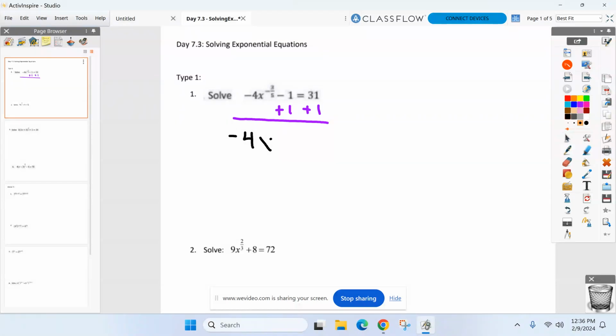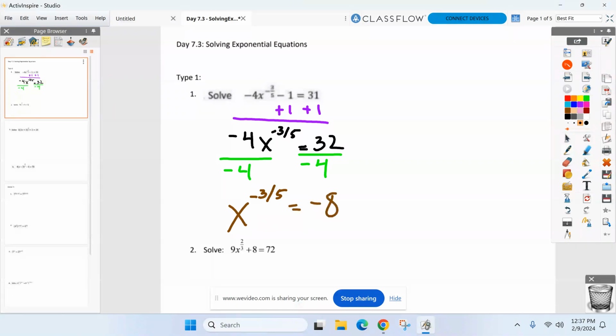Negative 4x to the negative 3/5 equals 32. Still not by itself. Not by itself means base and exponent only. Got to divide by negative 4. Perfect. So divide by negative 4. Now take a look. Base and exponent is by itself.